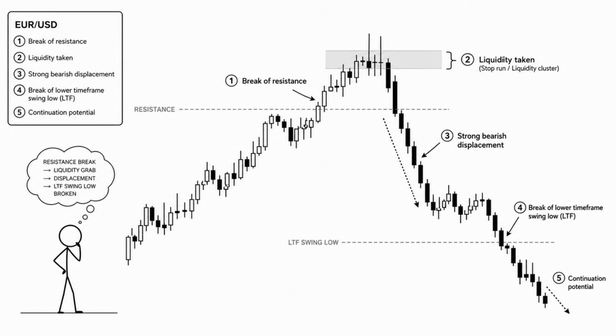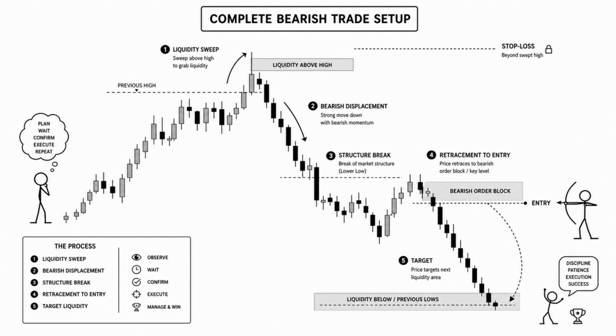Now you move to the lower timeframe and wait for a meaningful break in bearish market structure. After the structure break, price retraces upward toward a logical entry area. You enter only after the conditions you've defined are satisfied. Place your stop beyond the invalidation level and identify a potential target near the next significant liquidity area. Now the trade has a clear entry, a clear reason for being wrong, and a clear destination.